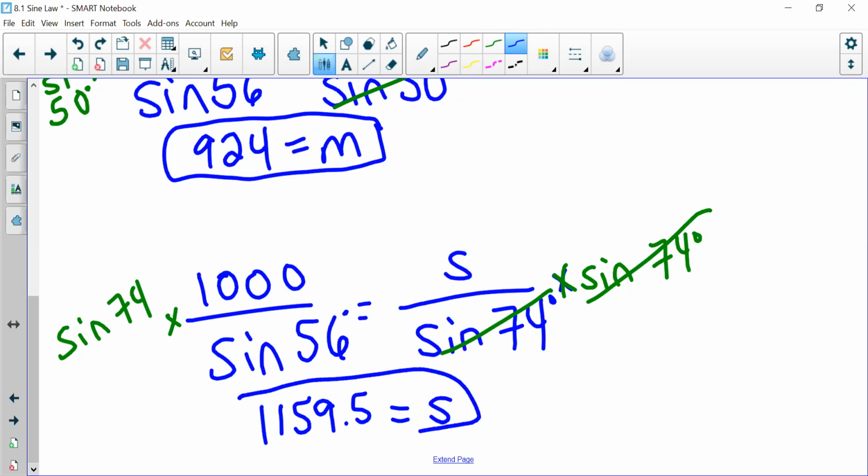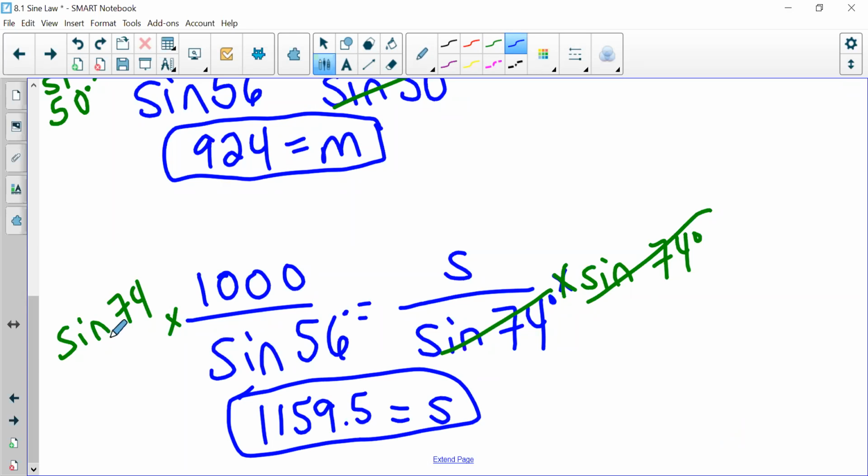Okay, questions on how to use the formula? So when we look at the triangle right now, if I see the 1,000 kilometers, I automatically know I could solve for M right away.